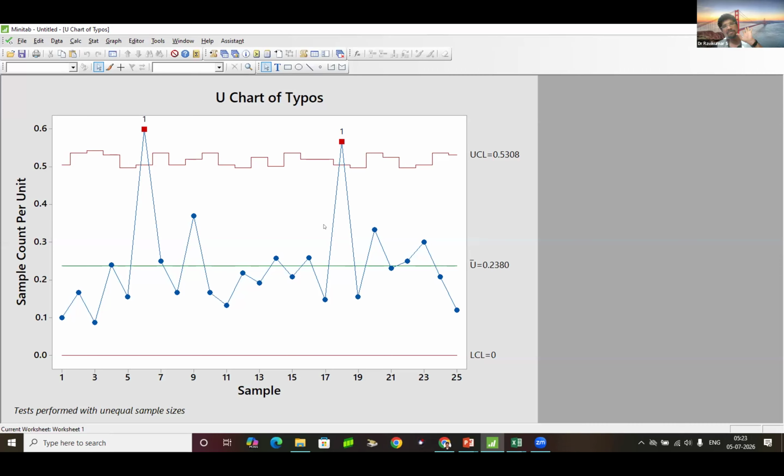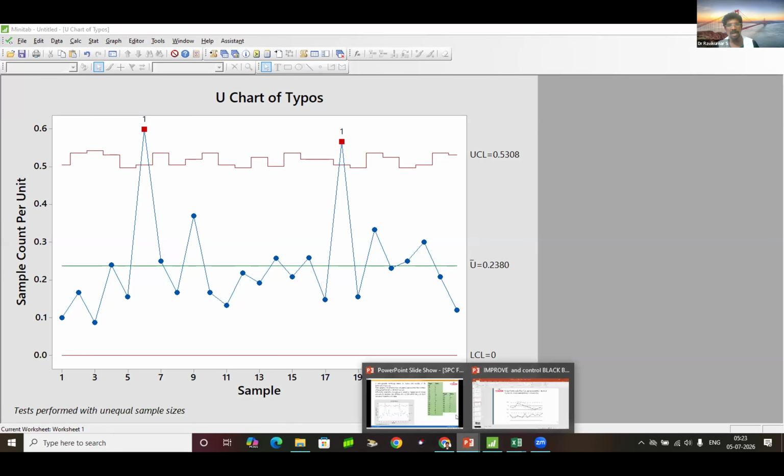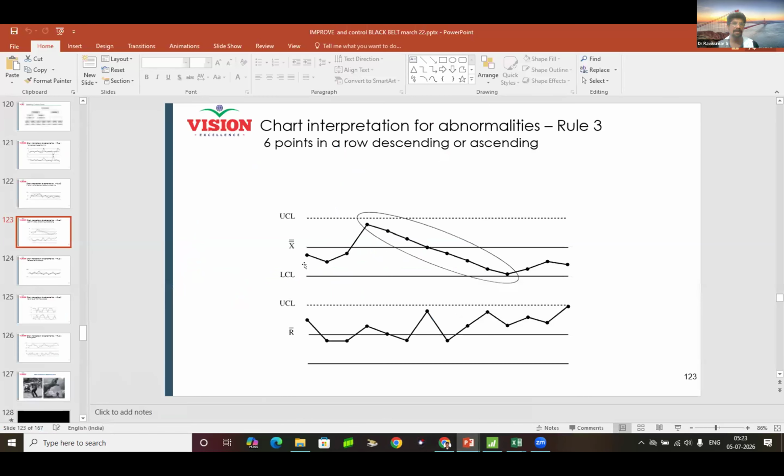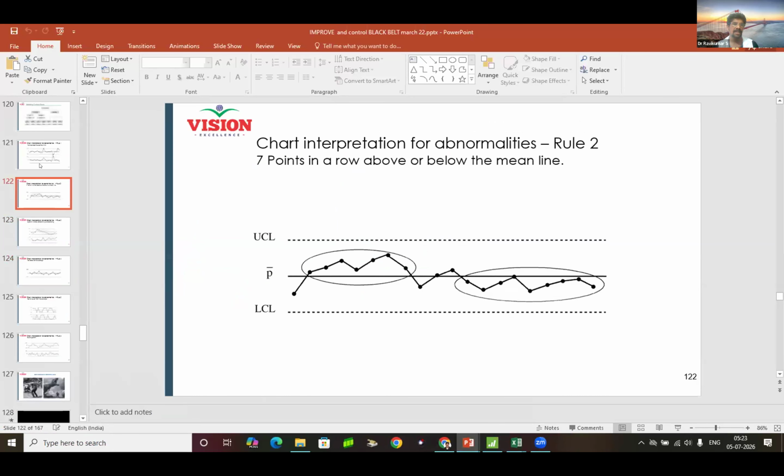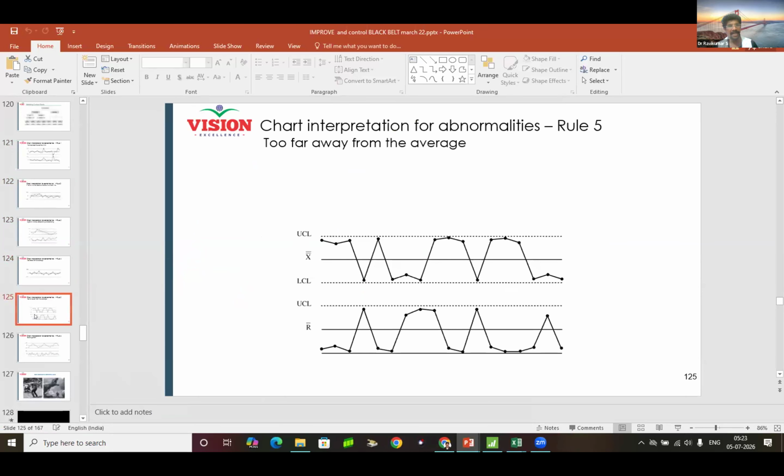That is applicable for all charts. This abnormality is applicable for all charts, not only for the P chart. It is applicable for all types of charts. Any type of chart where you have data like this, or like this.